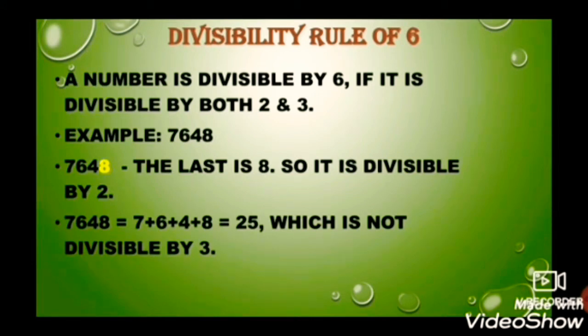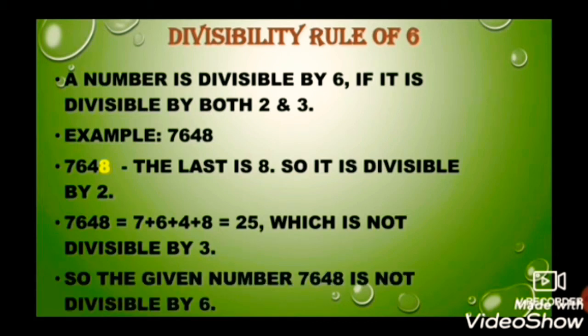So, find the sum 7 plus 6 plus 4 plus 8, which gives 25, which is not divisible by 3. If the given number is not divisible by both 2 and 3, it is not divisible by 6. So, the given number 7,648 is not divisible by 6.